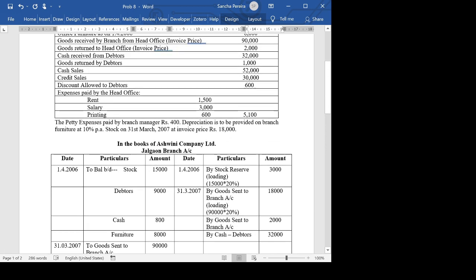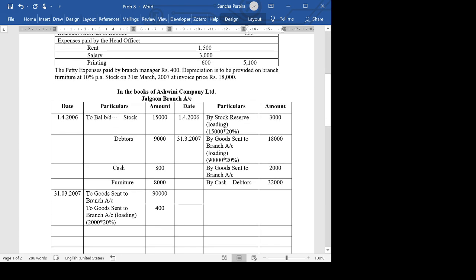Next we have cash sales. So cash sales is going to come in the branch account because the cash has to be sent to the head office.